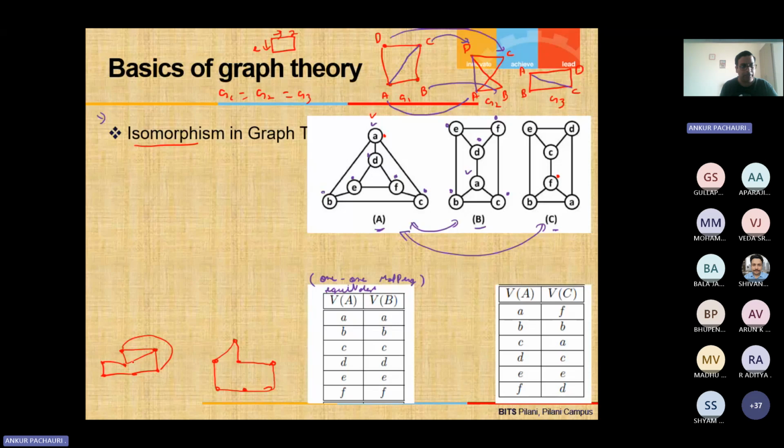One has a complete path, and one has degree 3. Is it so? Okay. Number of nodes: 1, 2, 3, 4, 5, 6, 7. Number of edges: 1, 2, 3, 4, 5, 6, 7, 8, 9, 10. And here 1, 2, 3, 4, 5, 6, 7, 8, 9. Okay, I'll have to draw one more edge.